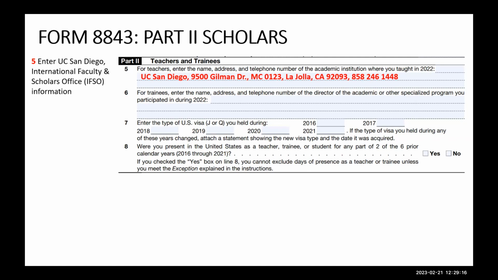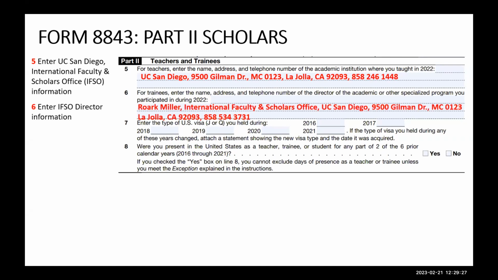As well, for number 6, they want you to enter the name, address, and telephone number of the director of the specialized program that you participated in during 2022. Again, just enter my information. I know about the form 8843. Your faculty members, your supervisors, they don't know a thing about the form 8843. So if IRS wants to contact someone about the form, it's best for them to contact me. So feel free to put in my contact information there. In all these 12 years since I've been at UCSD, the IRS has never contacted me, just FYI.